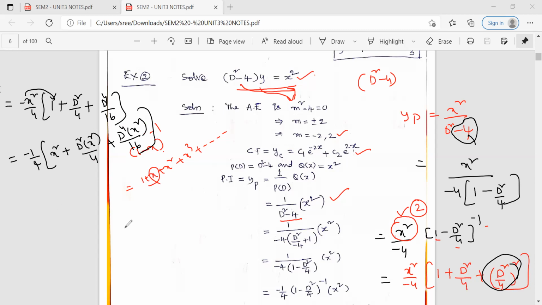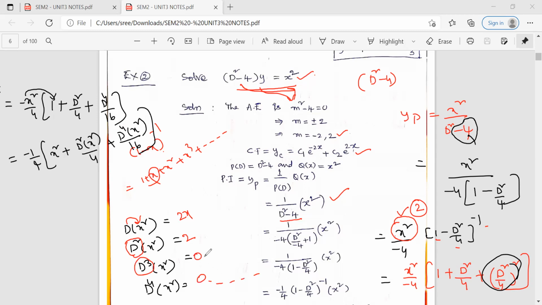What is the meaning of d of x square? D square of x square, d cube of x square, like this. What does it mean? Differentiation of x square. Okay, differentiation of x square is 2x. D square means we have to differentiate x square 2 times. That means 2. Here we have to differentiate 3 times, we get 0, and all further terms become 0. So we have to write only these 2 values.